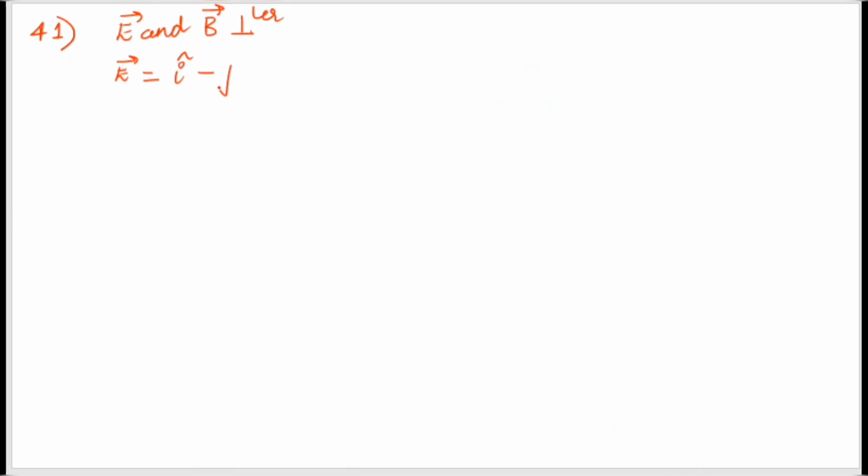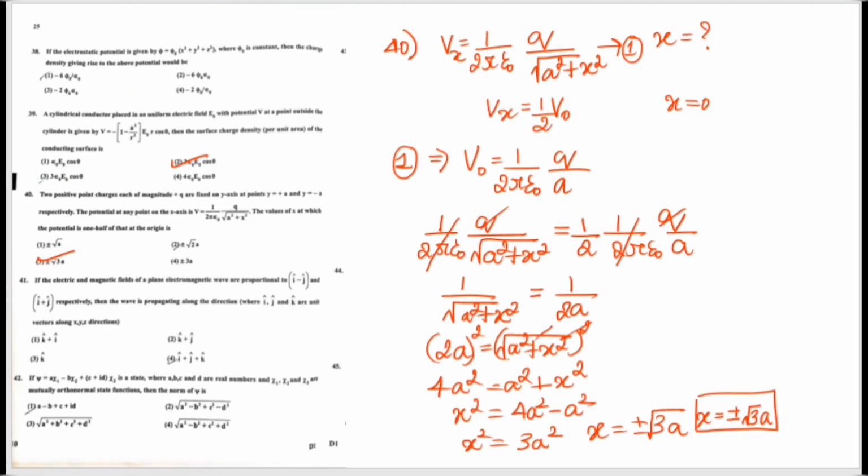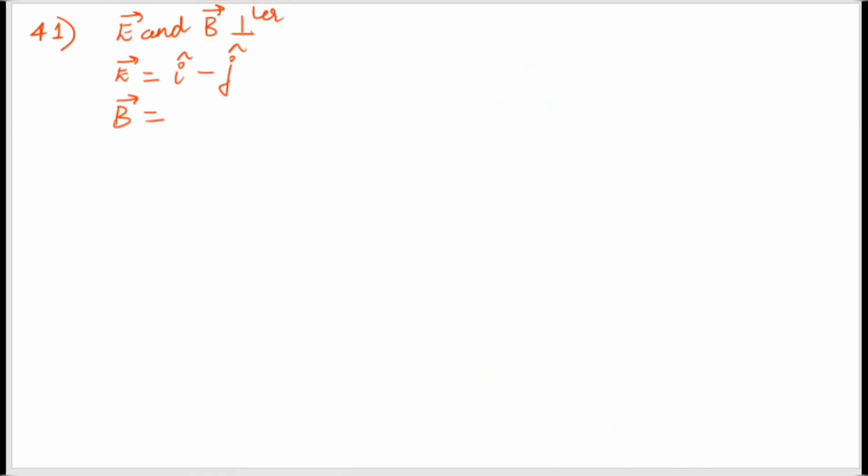i cap minus j cap. So the magnetic field they have given is i cap plus j cap. So the wave propagates along the direction perpendicular to this electric field and magnetic field. Even the magnetic field and the electric field are perpendicular. So we can solve this problem using the cross product, that is E vector cross B vector.